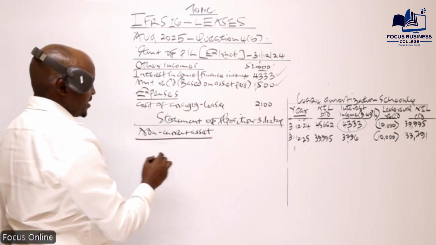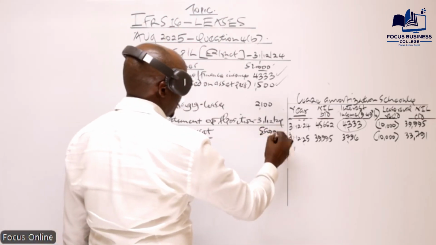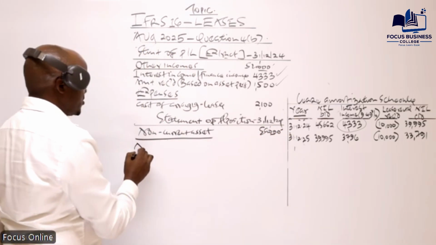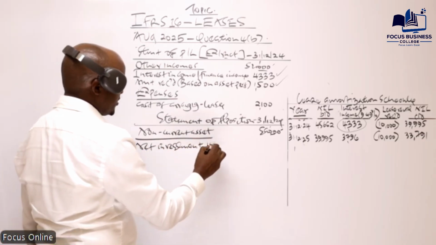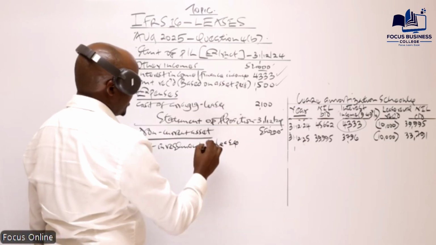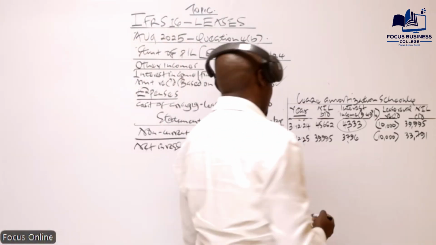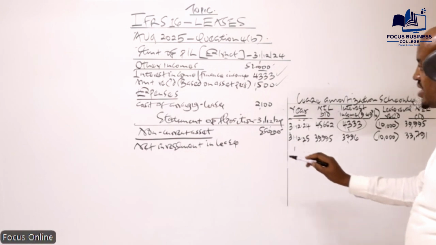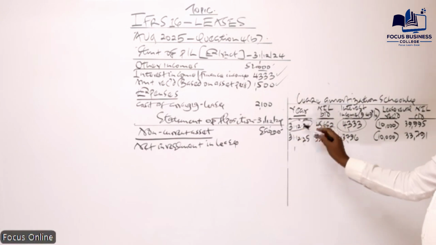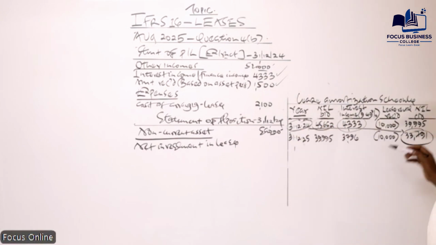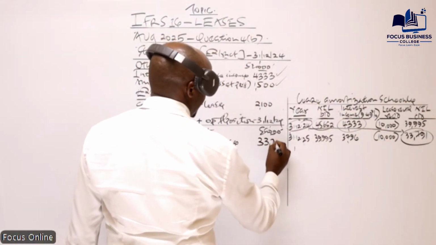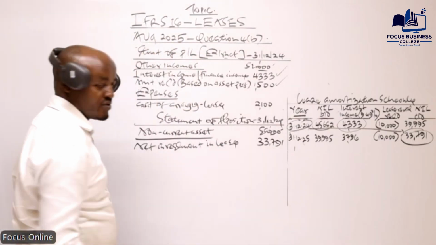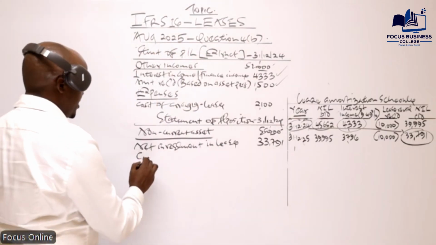So under the non-current assets, our company here will recognize something called the net investment in the lease. And the net investment in the lease at the end of year one, which is to be recognized as a non-current asset, will be this amount here. That is 3,781,791. That's what we recognize here as a non-current asset.